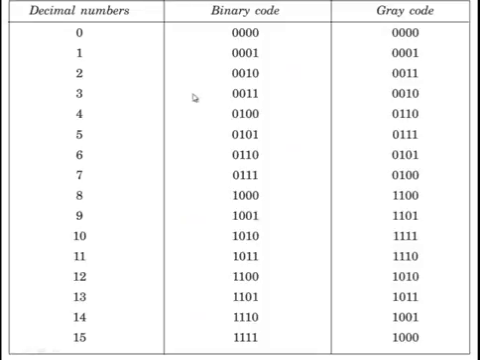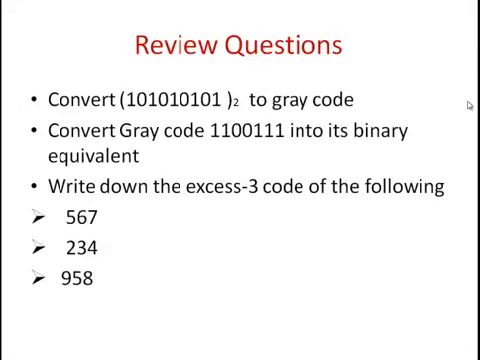Next, here we have given decimal numbers from 0 to 15. Their binary codes are given and their respective gray codes are also given. Some review questions are given here that you may practice in order to better understand these codes. So this was all about the binary codes. Hope this video will help you to understand the concepts of binary codes.